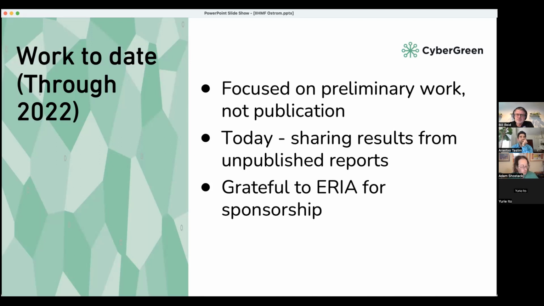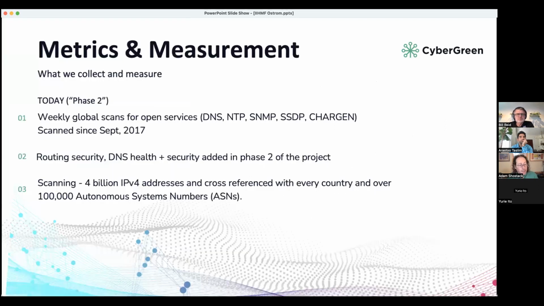We've been sharing a lot of this with our sponsor Area, who's been a great help in getting this work to where it is. And so what we're looking at today, what we call cleverly phase 2 of the project, is 3 sets of things. And it's weekly global scans for 5 open services: DNS, NTP, SNMP, SSDP, and CardGen, each of which acts as an effective amplifier for distributed denial of service attacks. And so we're measuring those, and that was phase 1.